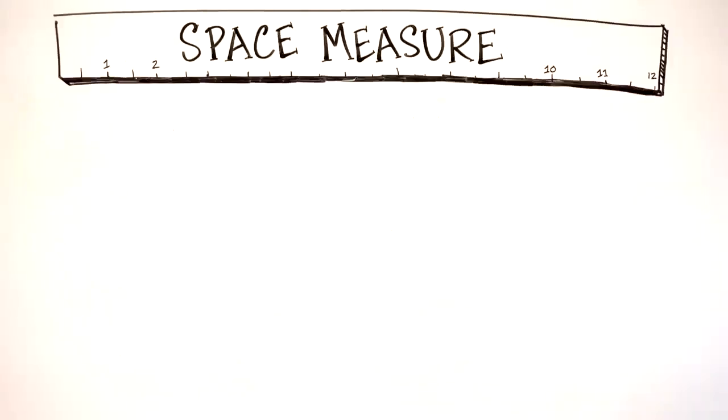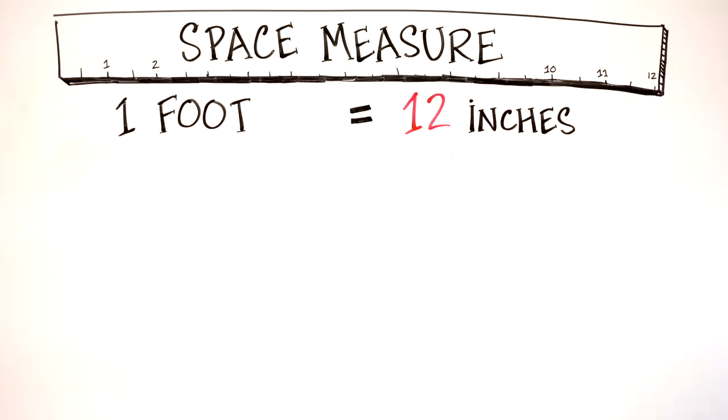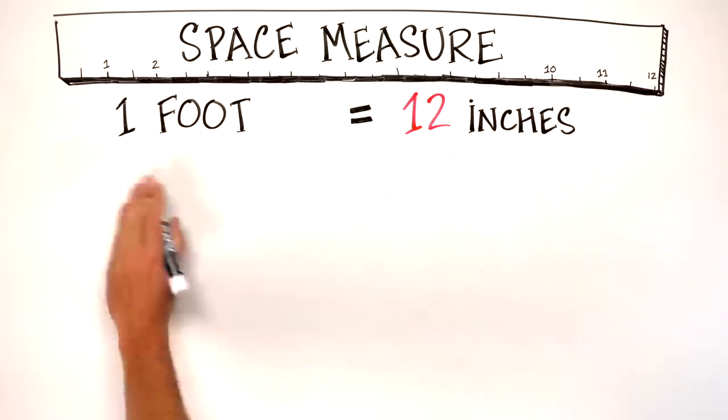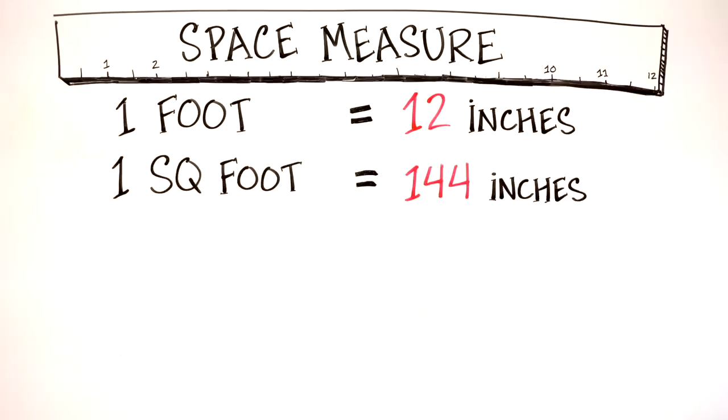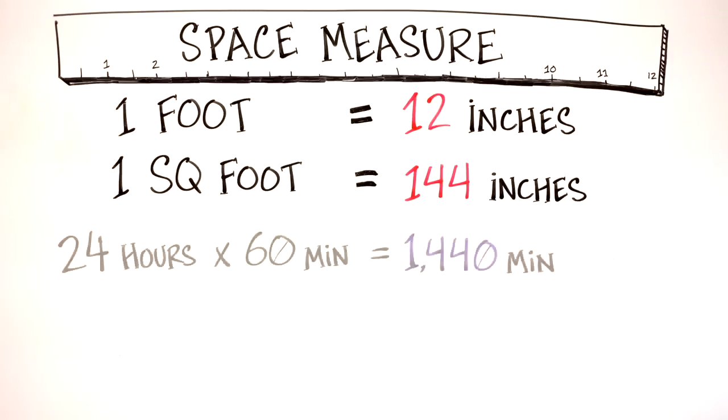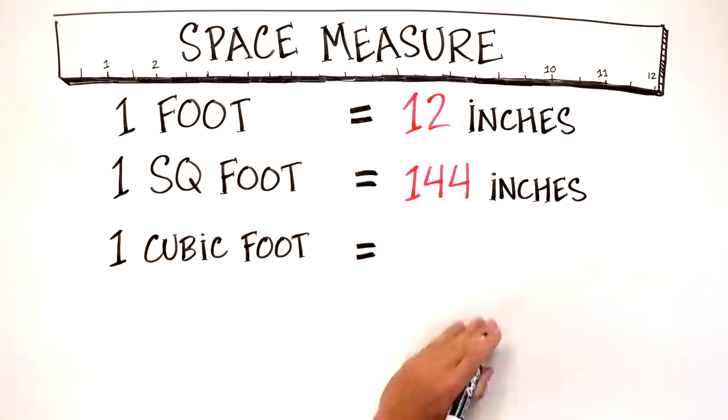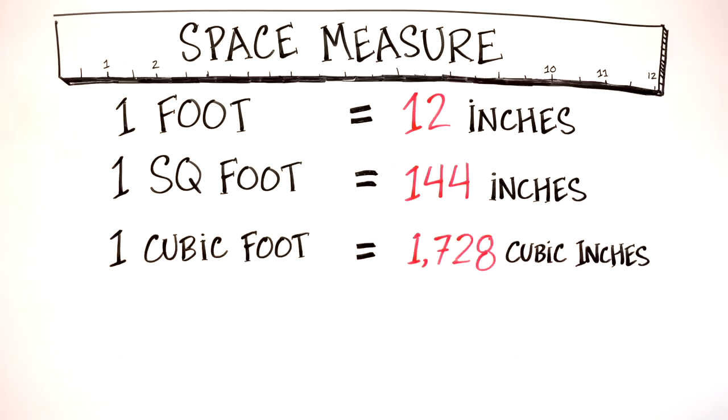Space measure, we talk about a foot. We talk about 12 inches. We talk about a square foot. And you'll notice that the square foot has the same repetition of digits, 144, as the 24 hours does. All we do is we tack a 0 on that, and we have the number of minutes in a day. We have a cubic foot equaling 1728.